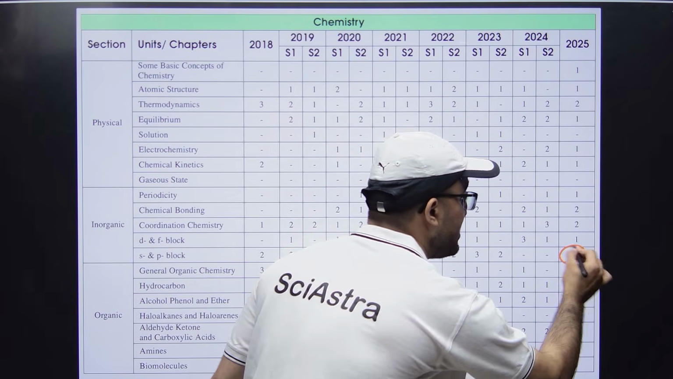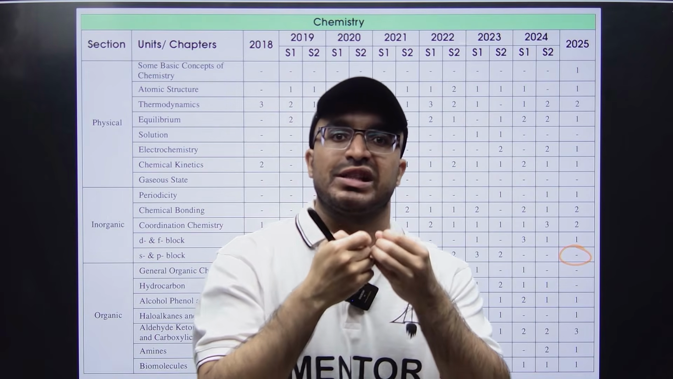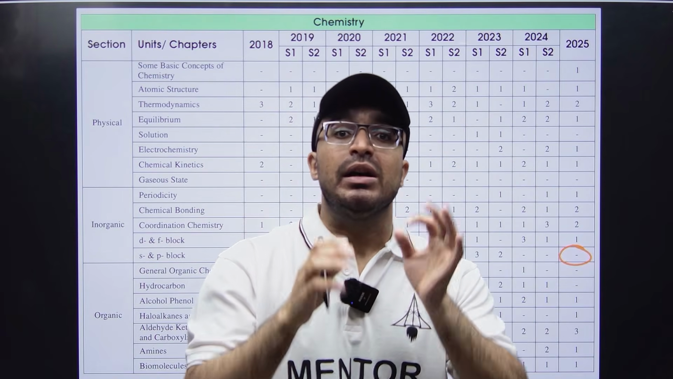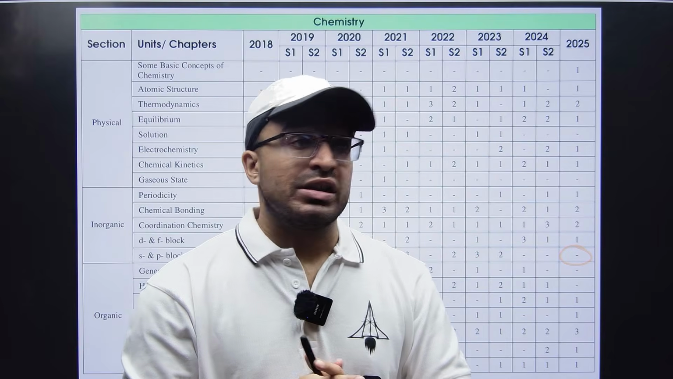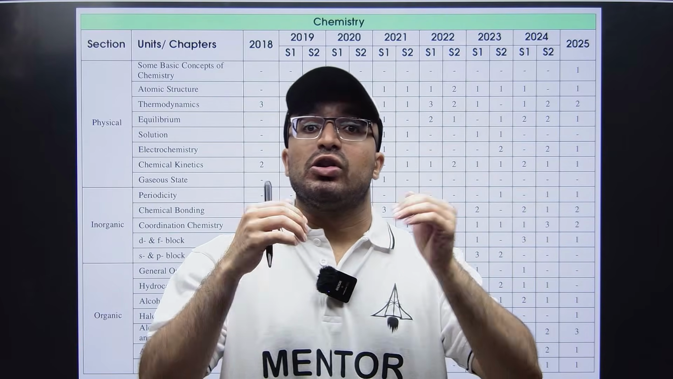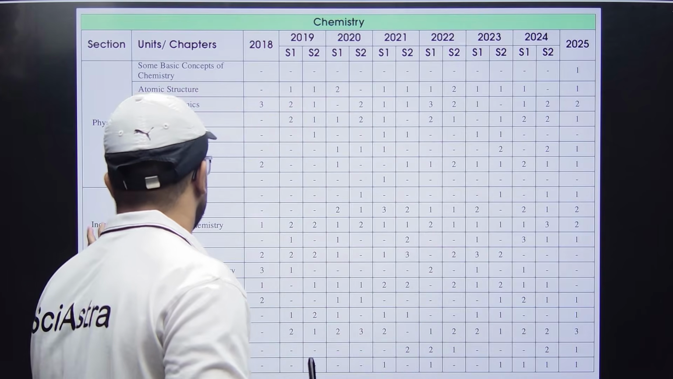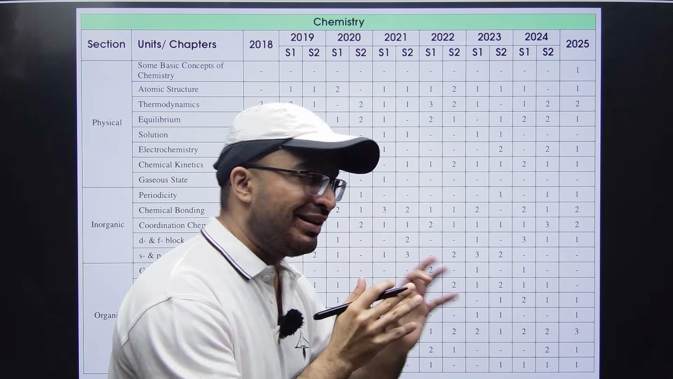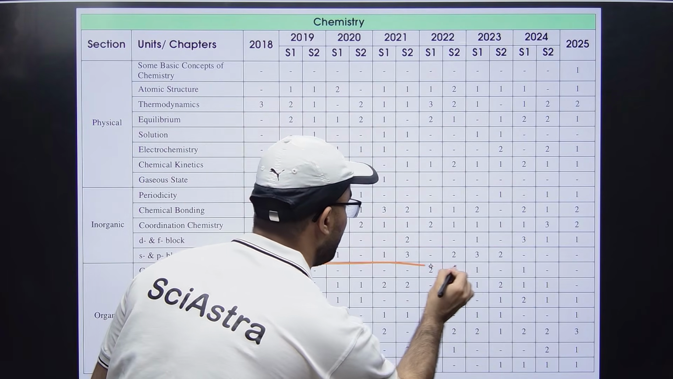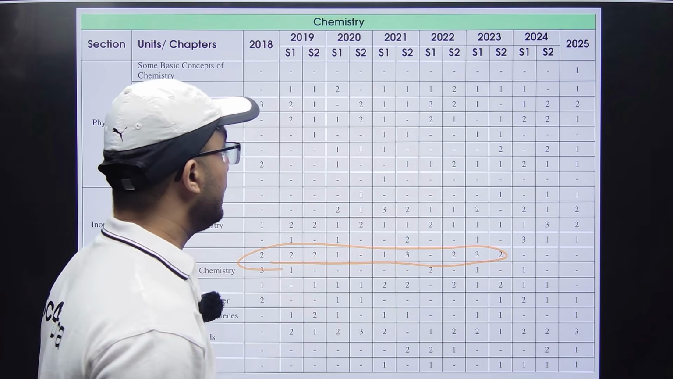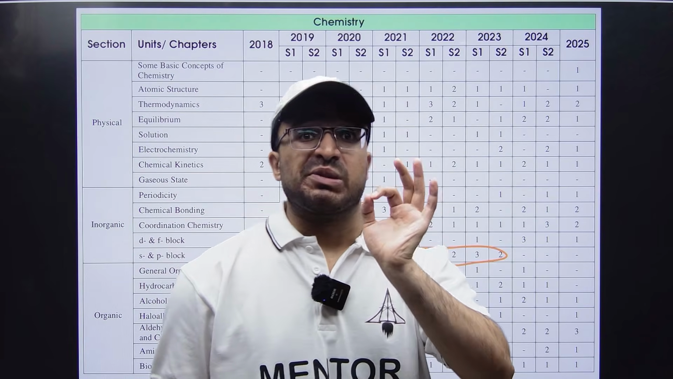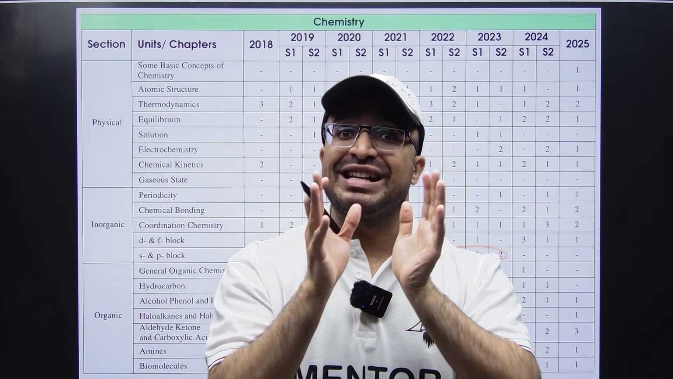S&P block was missed in 2025 because it was not in the syllabus of the 2025 NEST exam. But according to the new syllabus, along with gaseous state, they have also added S&P block. So you have to do S&P block, because till the time S&P block was there in the NEST syllabus, they were constantly asking from it, you can see, right? So they will most probably ask from S&P block again, so don't miss S&P block this time.